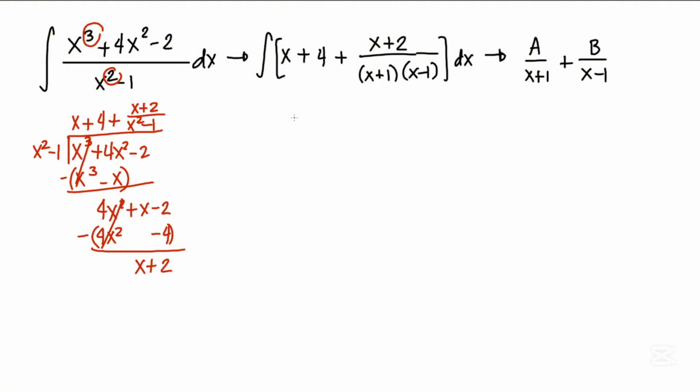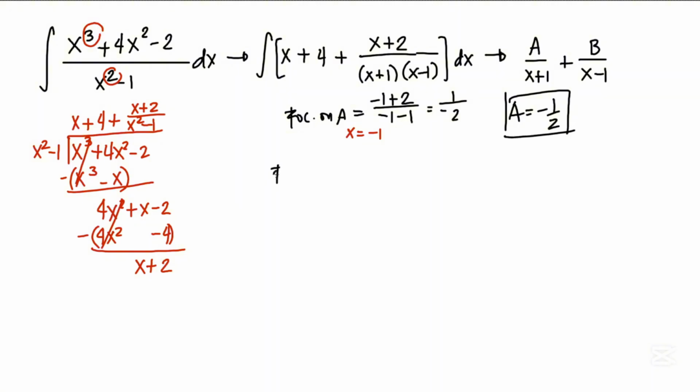Now, if we focus on a, our denominator will be 0 if x is equal to negative 1. Okay, so with that, oopsies, let me change color. With that, substitute all the x's by negative 1, but cover up x plus 1. So, negative 1 minus 1. Negative 1 plus 2 is positive 1, over negative 2. So, our a is negative 1 half.